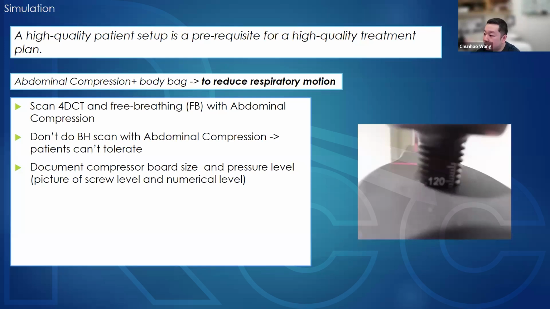While we understand that abdominal compression is to reduce the respiratory motion, we still need to scan the 4D CT with this abdominal compression to evaluate the respiratory motion. And the lesson we learned is that we cannot do breath hold with abdominal compression because most of the patients cannot tolerate that, right? You are pressing the belly and you want the patient to hold their breath. Most of the patients are going to struggle through that.